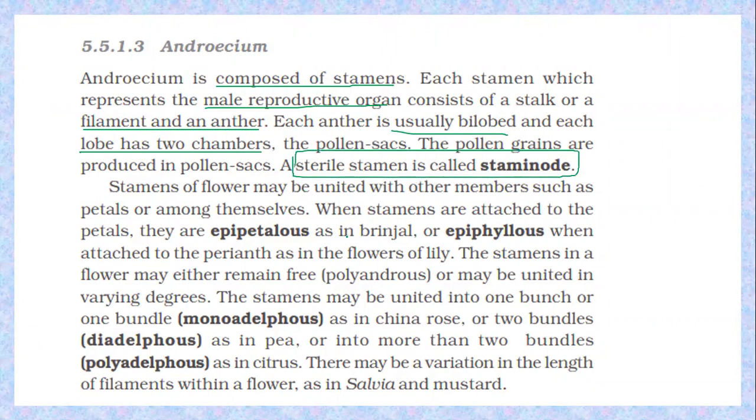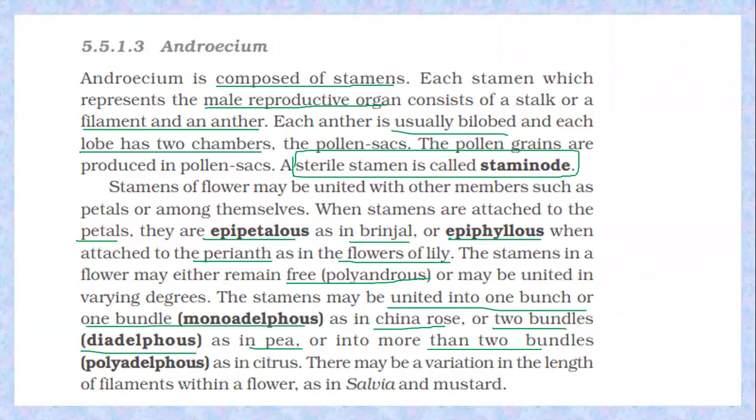Very important. If the stamens are attached to the petals, you will call them epipetalous, as in brinjal, or epiphyllous if they are attached to the perianth, as in the flowers of water lily. The stamens may either remain free, that is polyandrous, or may be united. The stamens may be united into one bundle or one branch, that is monoadelphous condition, as in China rose, two bundles, diadelphous in pea, into more than two bundles, polyadelphous in citrus.